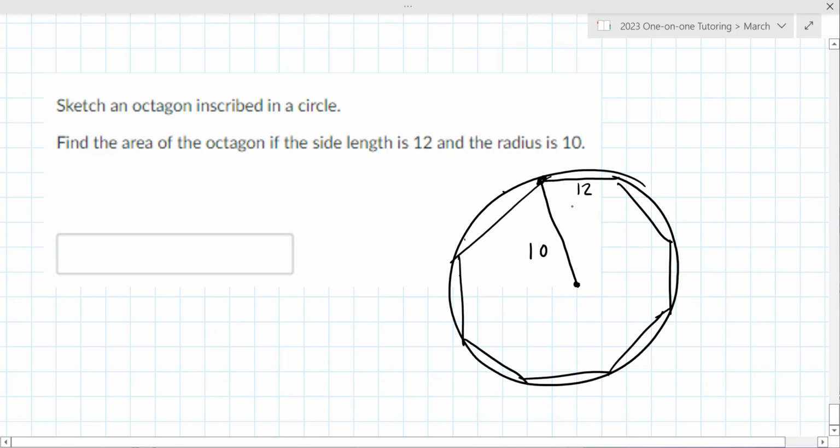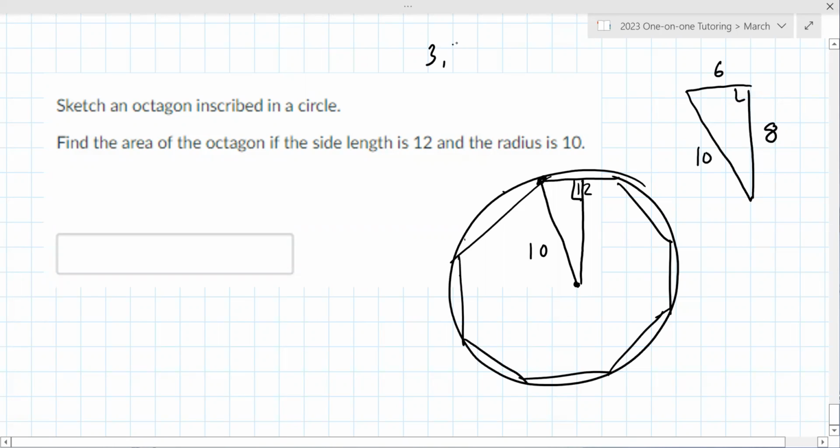So this is not the apothem, I guess is the point. You've got to find or calculate the apothem there. So sometimes it's good to draw that triangle there. This is 6, not 12, because it's half. That's 10. When you use the Pythagorean theorem, you'll find that this is 8. It's also a Pythagorean triple.